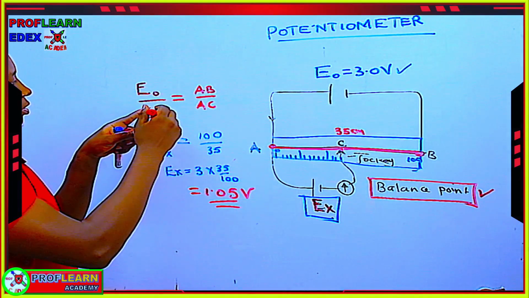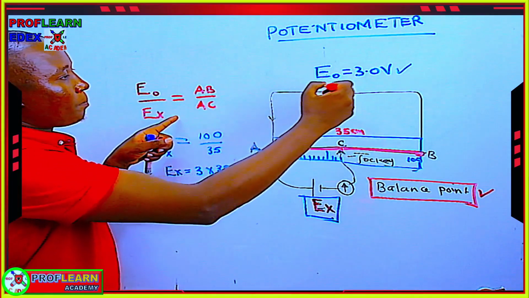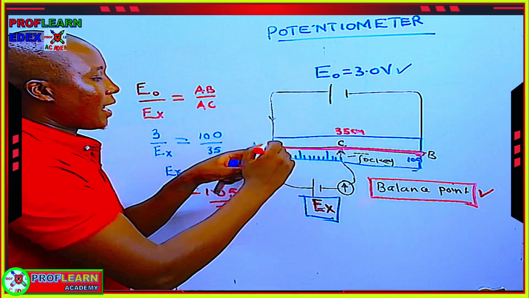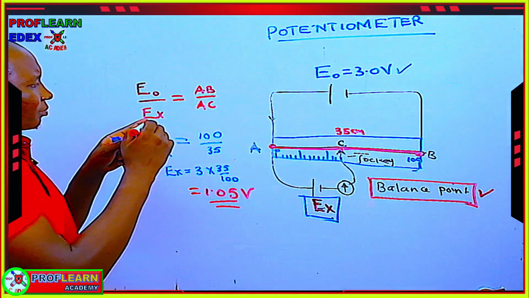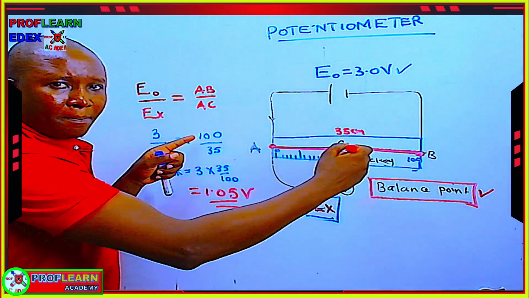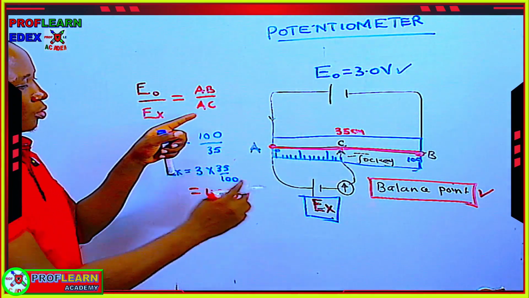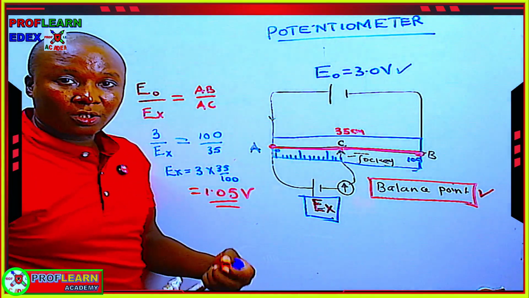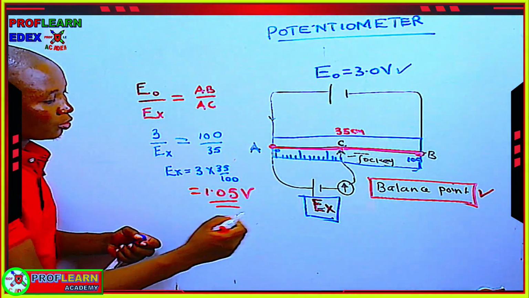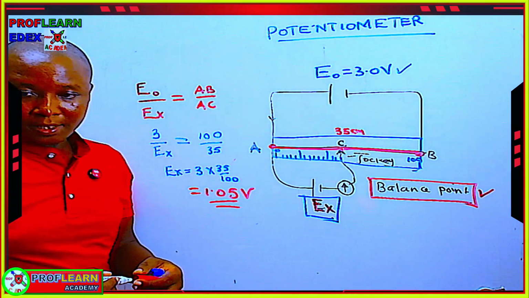E naught is the PD or the EMF across point A, B, along the wire AB, then EX will be the PD across AC. So using the comparison of the lengths, we can find the unknown EMF.